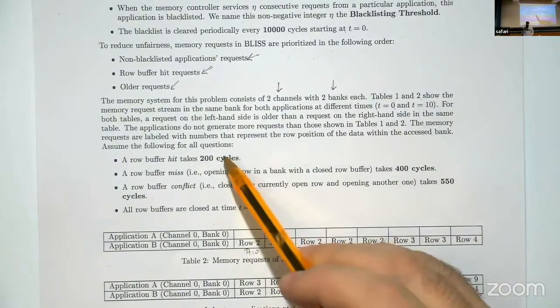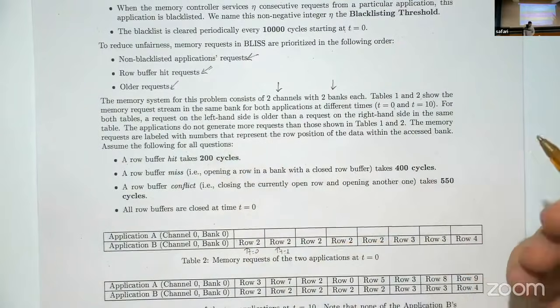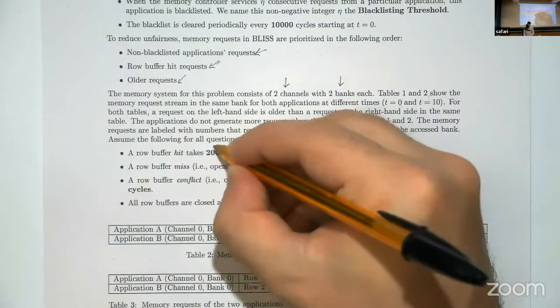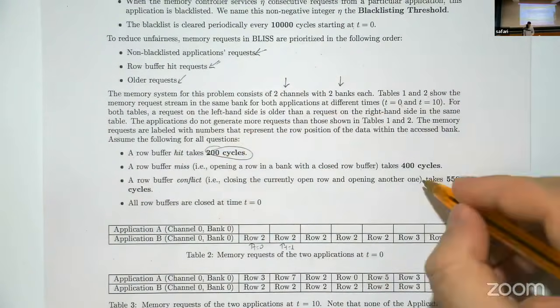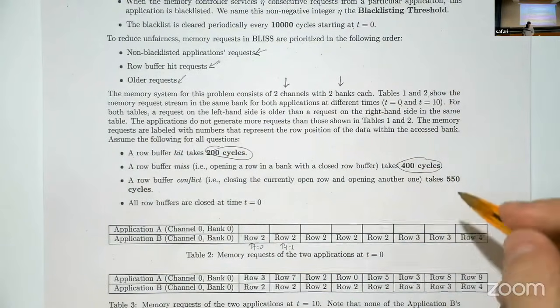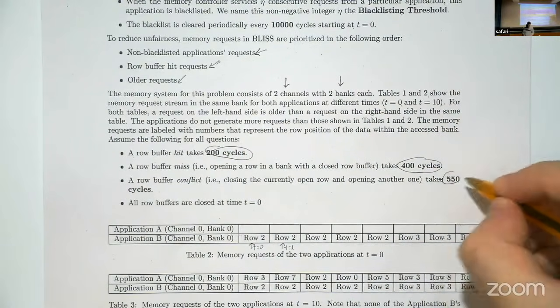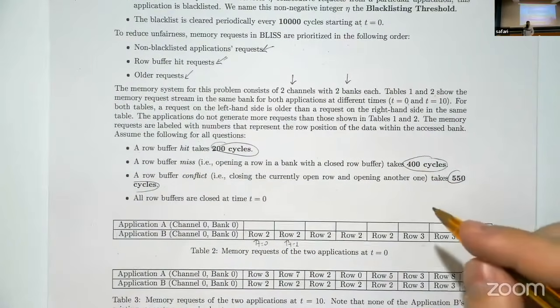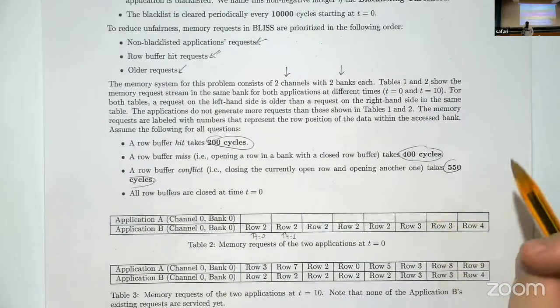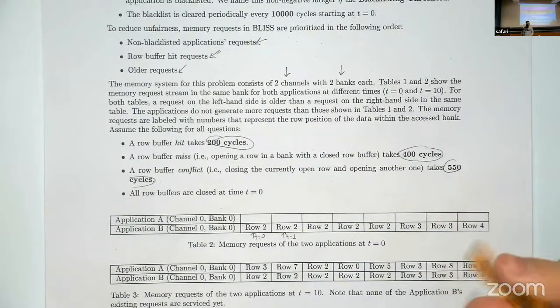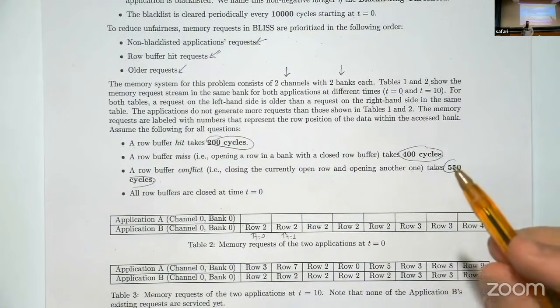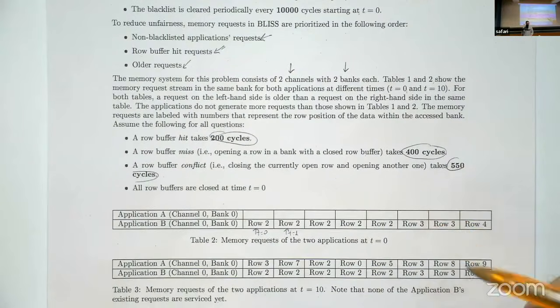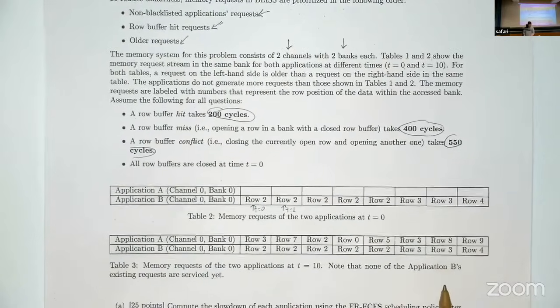And you can assume the following for all questions. A row buffer hit takes 200 cycles, a row buffer miss takes 400 cycles, and a row buffer conflict takes 550 cycles. And all row buffers are closed at t=0. So what do we need to do if all row buffers are closed at t=0? We first need to activate, which means we have a miss, right? So we see these two streams.